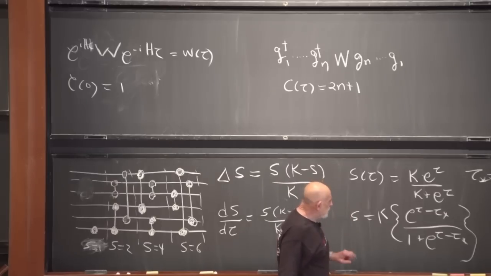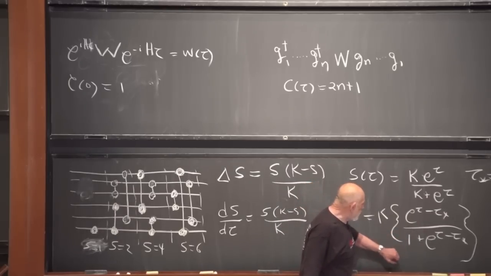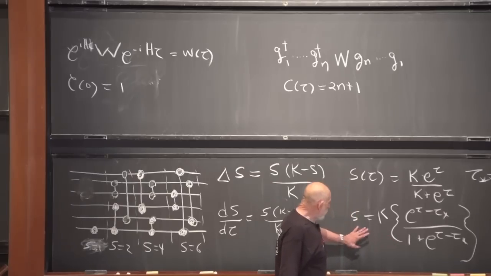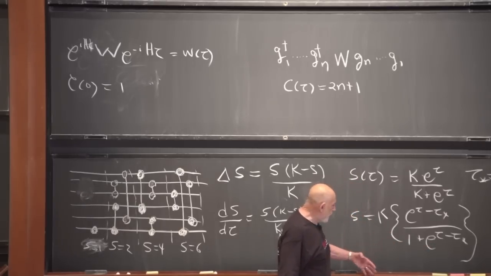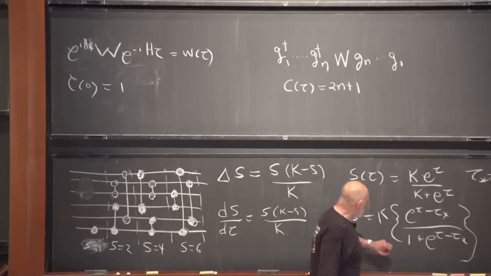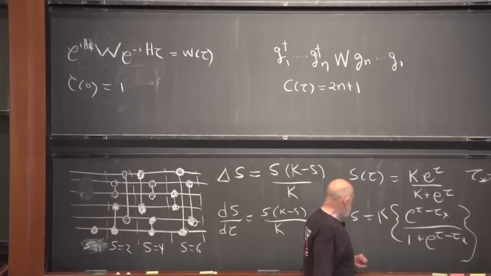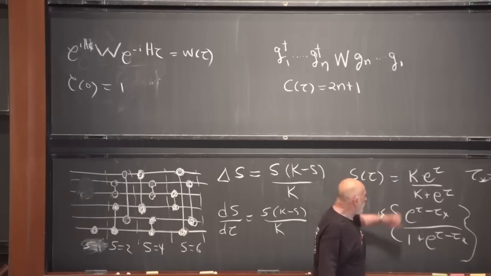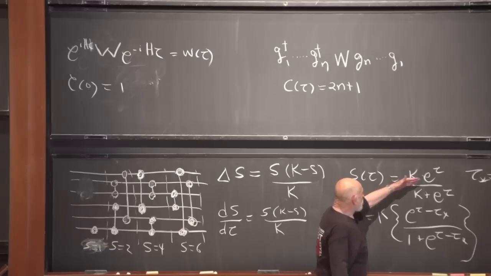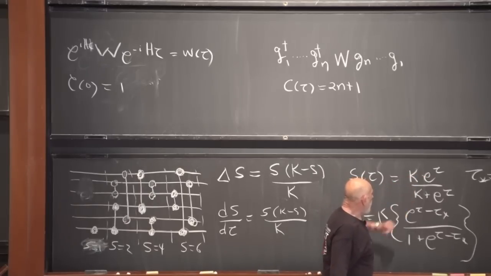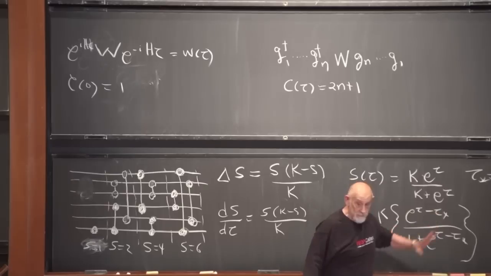For early times, this is small. Imagine tau star is big. This is negligible, and I want to say that this goes as e to the tau. You can see it easily from here, because the K cancels the e to the minus tau. But you can see it very easily from here. For small tau, K over K is 1, and it's just e to the tau, okay?